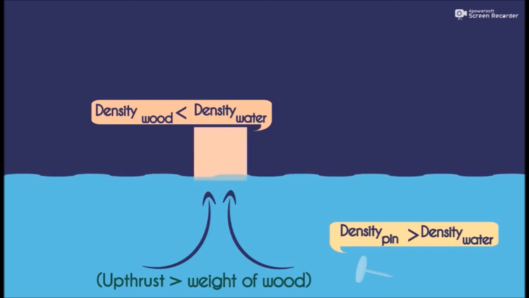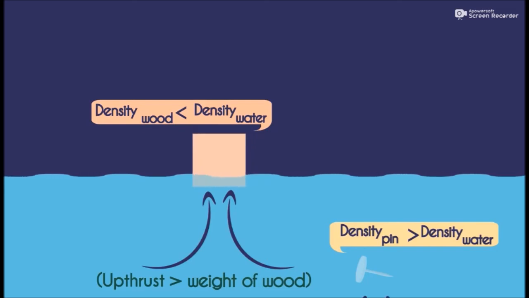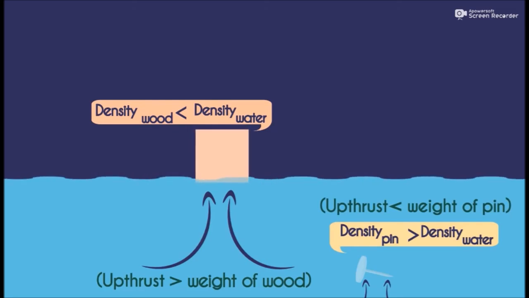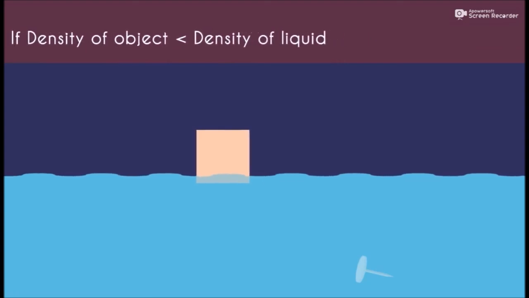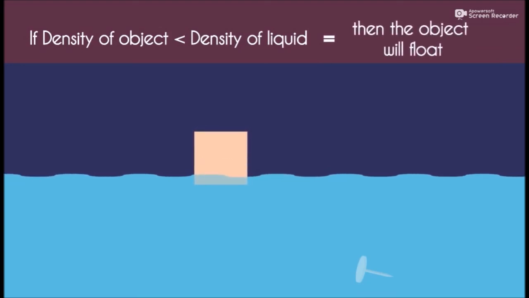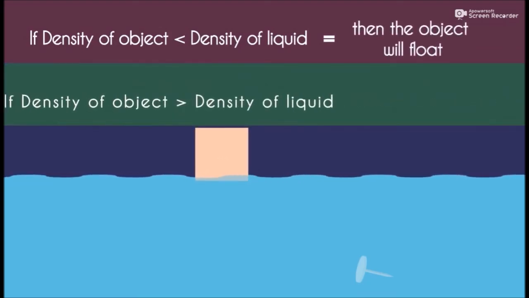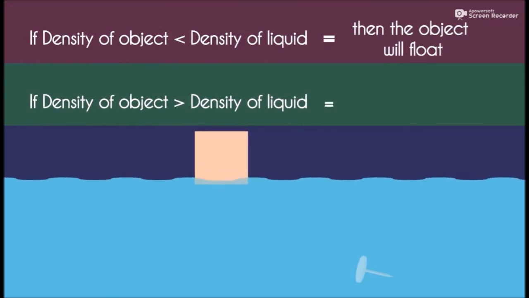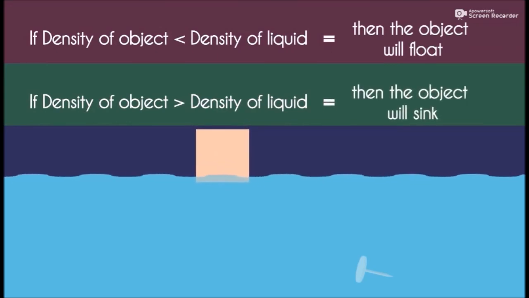So, what can we conclude? If the density of the object is less than the density of the liquid, then it will float. And if the density of an object is more than the density of the liquid, it will sink. Right?